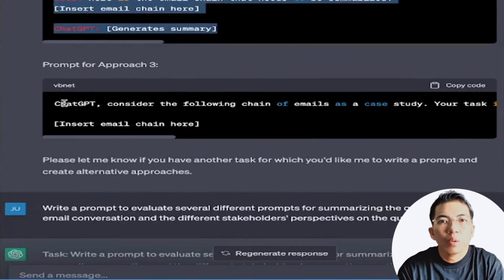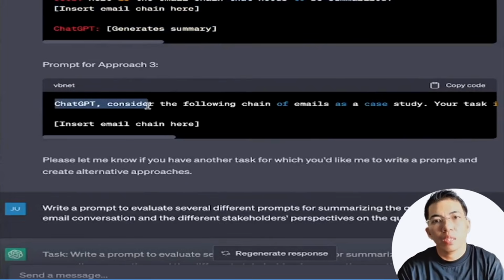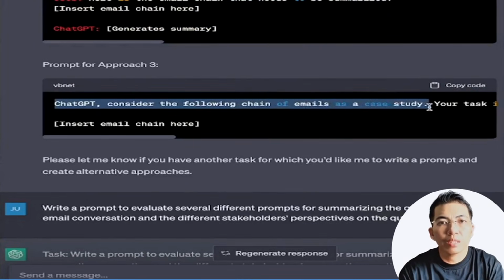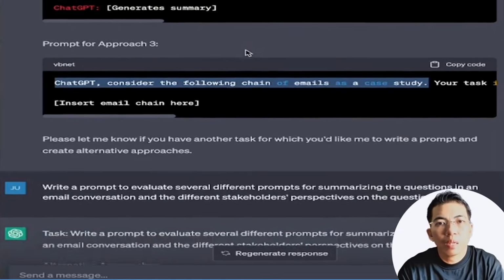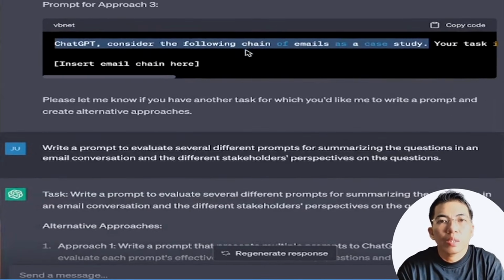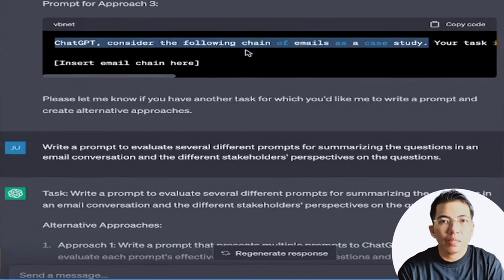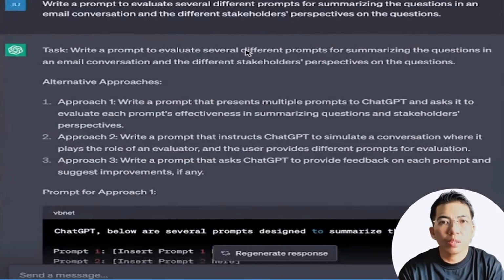And then finally, prompt for approach 3, ChatGPT, consider the following chain of emails as a case study. That's really interesting and a completely different approach. That's one I just would not have thought of from the beginning. Now, maybe if I went to business school or something, I would be more thinking of case studies and this is a natural approach, but this is something new to me, and so I can learn from how to write prompts. And now I have 3 completely different approaches that I could go try out without having to think of them myself. And I've also learned something, maybe case studies and presenting different points of view on an idea as a case study is a good way to get output from ChatGPT.